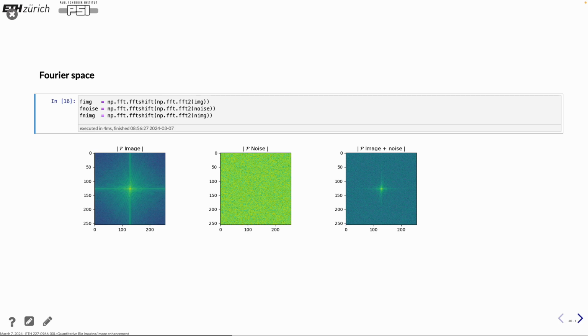There is a computational reason that when you just compute this one, you will have the zero frequency up in this corner and the first negative frequency down in this corner. And it's not so easy to look at, because then you have all the intensity around the edges.